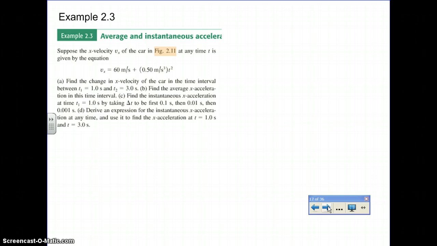So another good example you could look at is example 2.3 in your book. It says the average and instantaneous velocity can be viewed again from this point of view of a function. So imagine you had a velocity time function given here, that the velocity is 60 meters per second plus 0.50 meters per second cubed times t squared. So this describes how velocity is changing with time.